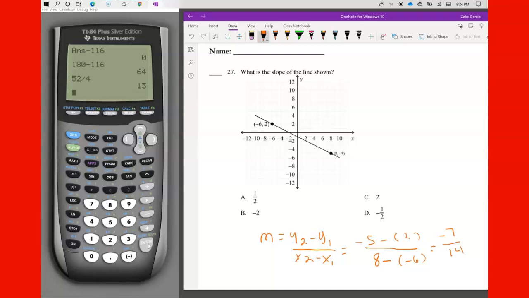So we have negative 7 over 14. And you know that 7 is divisible by 7, so that's 1. And 14 is divisible by 7, which is 2. So it's negative 1/2. You could have eliminated the positive ones since it's a negative slope, and it had to be D. Okay.